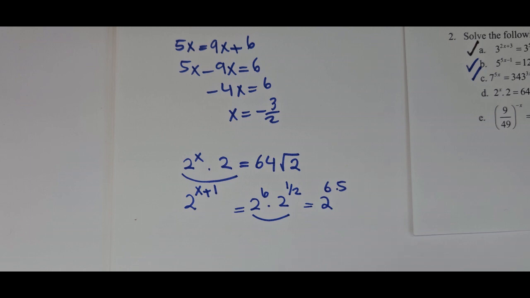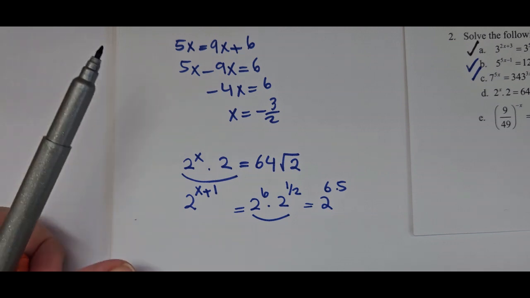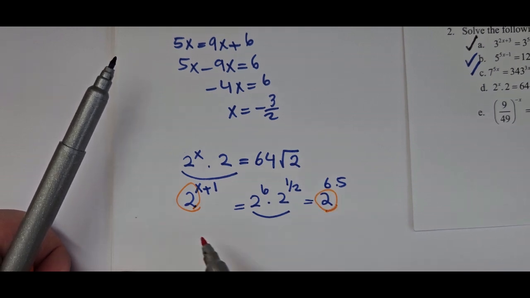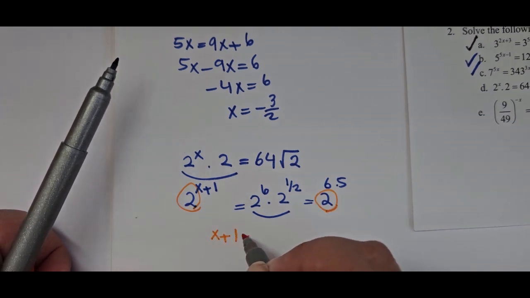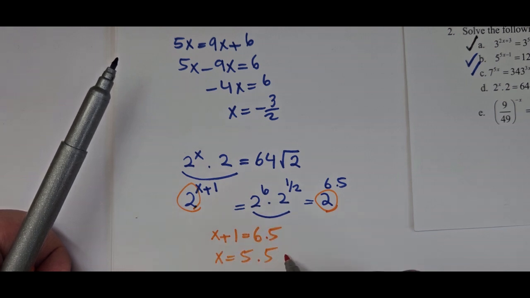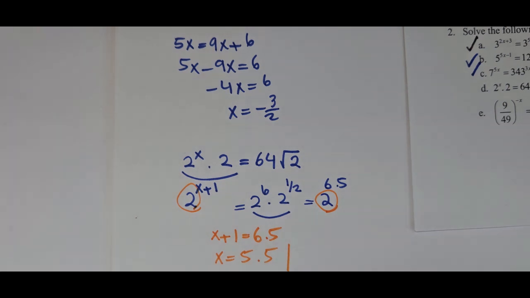Now again, I end up with an equation which the bases are the same. Okay, can you see here? The bases are the same. So that means the exponent must be the same. So x plus 1, it's 6.5. In other words, if we solve this linear equation, the x must be equal to 5.5.